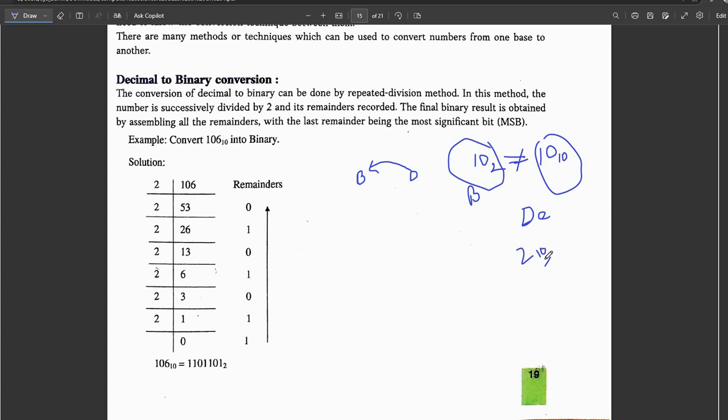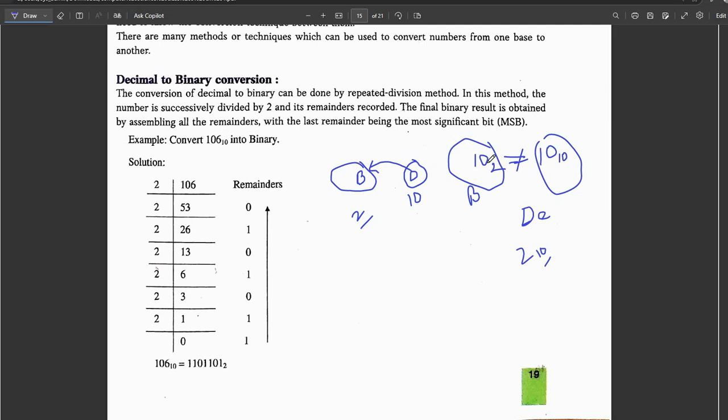Base means the total number of symbols that are there in the particular number system. So in binary number system, how many symbols are there? 2. That is why we call the base of binary as 2. Again, in decimal number system, how many symbols are there? There are 10 symbols. So the base of decimal is 10.